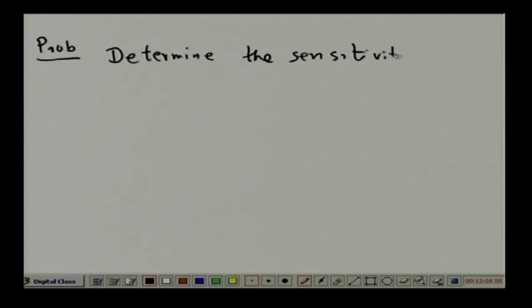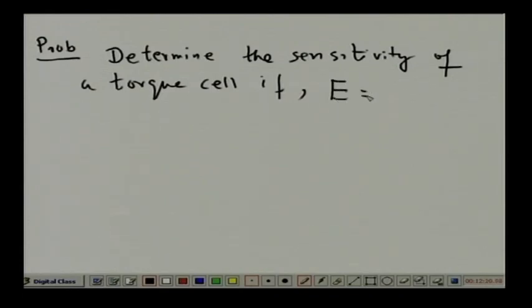The problem is like this. Problem 1. Determine the sensitivity of a torque cell if the modulus of elasticity of the link material, E, is 2.0684 into 10 to the power 11 Newton per meter square.